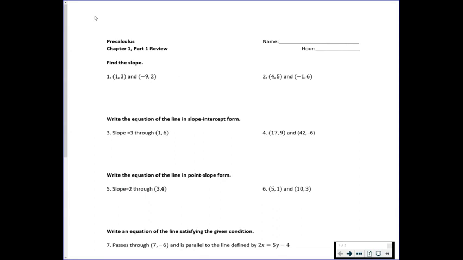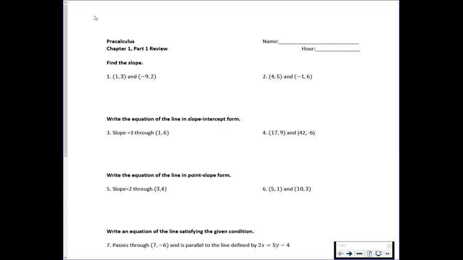Today we're going to go ahead and start by going over your Chapter 1, Part 1 test review. This test review is on Canvas, so if you go back to today's date, wherever you found the video, there's a link that says Chapter 1, Part 1 test review. You can go ahead and print that out, or you can just grab some paper and follow along with me. We're going to go through some questions that are similar to what you'll see on your test on Wednesday.